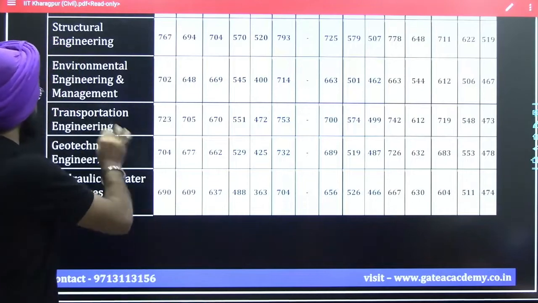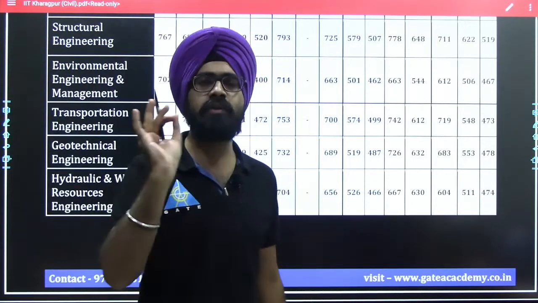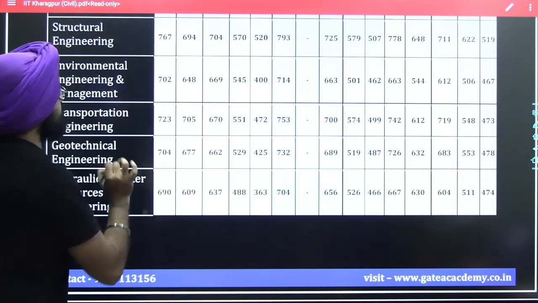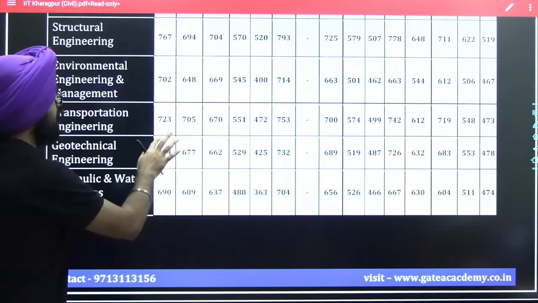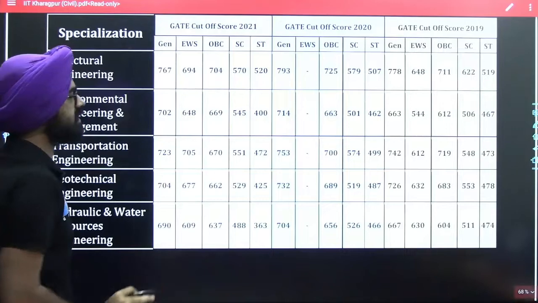Next is transportation engineering, one of the beautiful branches of civil engineering, and most of the students take this branch for their MTech. Here 723 is the cutoff for the general category. For other categories like EWS and OBC, the cutoff is 705 and 670.